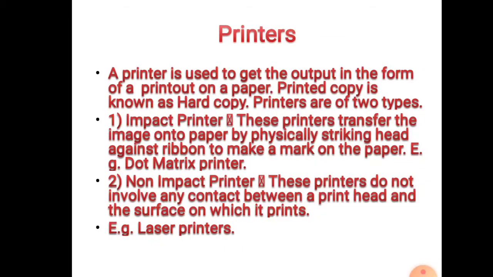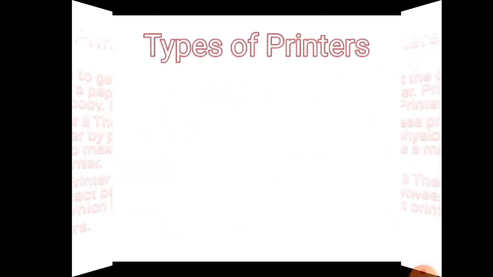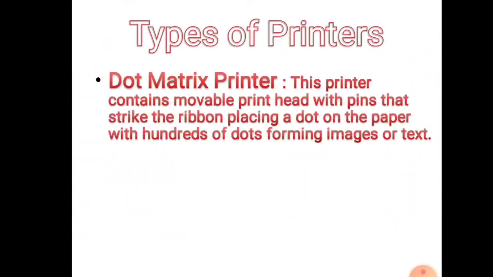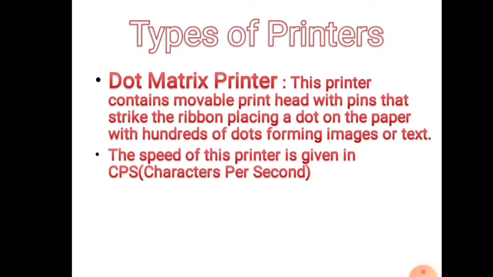Okay, the first type of printer we will see is the dot matrix printer. A dot matrix printer contains a movable print head with pins that strike the ribbon, placing a dot on the paper, with hundreds of dots forming images or text. Whatever it prints, it prints character by character like that.